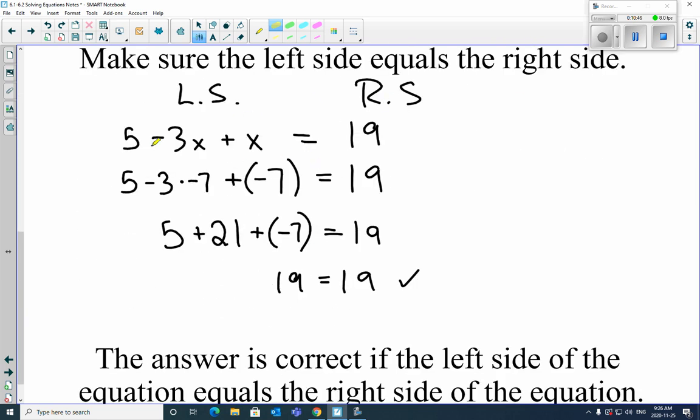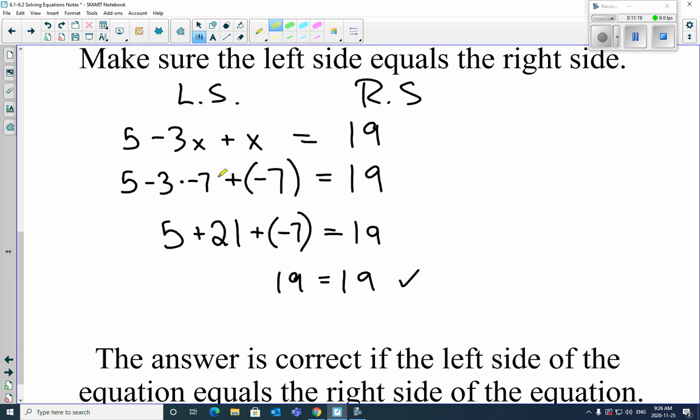So left side, right side. Write down the equation, and wherever you see an x, you're going to plug in negative 7. So it's negative 3 times negative 7 plus negative 7. If you notice, I wrote plus negative 7 in brackets because it looks weird without the brackets. You don't need them there, but it's helpful. Multiply first, remember BEDMAS. So negative 3 times negative 7 is positive 21. So we have 5 plus 21 plus negative 7. That works out to 19 equals 19. Yep, we did it correctly. Left side equals right side.